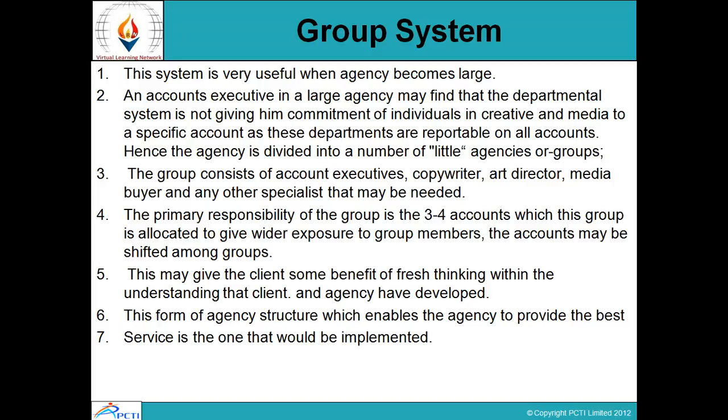So the group system consists of little agencies basically. The group consists of account executives, copywriters, art directors, media buyers and any other specialist that may be needed. The primary responsibility of the group is the three or four accounts to which it is allocated. To give wider exposure to group members, the accounts may be shifted among groups. This may give the client some benefit of fresh thinking within the understanding that client and agency have developed. The form of agency structure which enables the agency to provide the best service is the one that would be implemented.